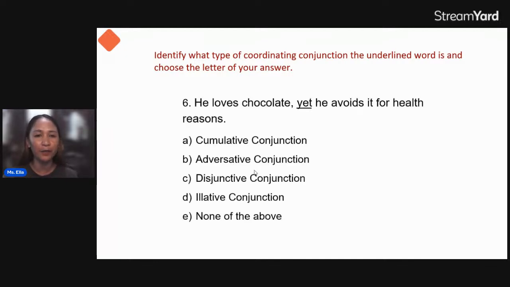Now, how about number six? He loves chocolate, yet he avoids it for health reasons. Again, he loves chocolate, yet he avoids it for health reasons. Is it A, cumulative conjunction? B, adversative conjunction? Letter C, disjunctive conjunction? Letter D, elative conjunction? Or letter E, none of the above? What's your answer? Anyone?